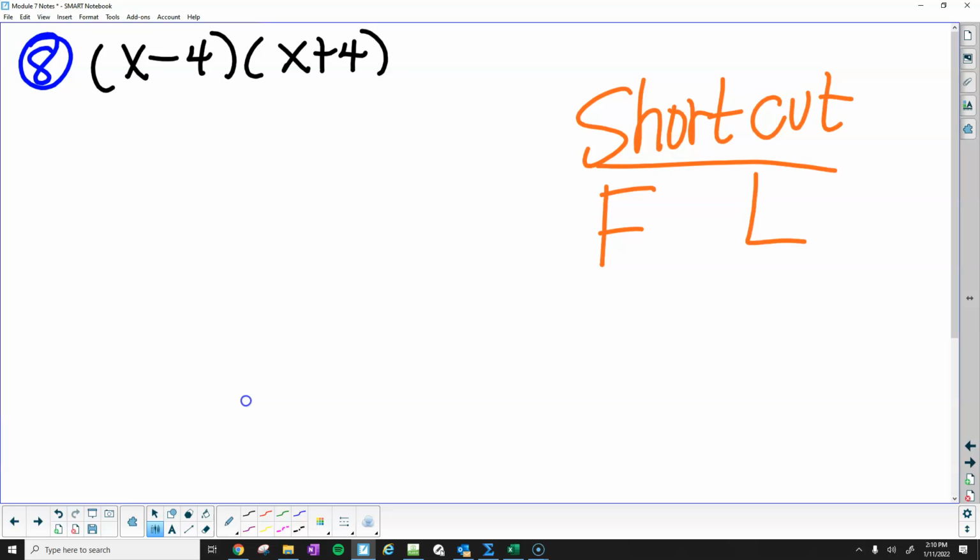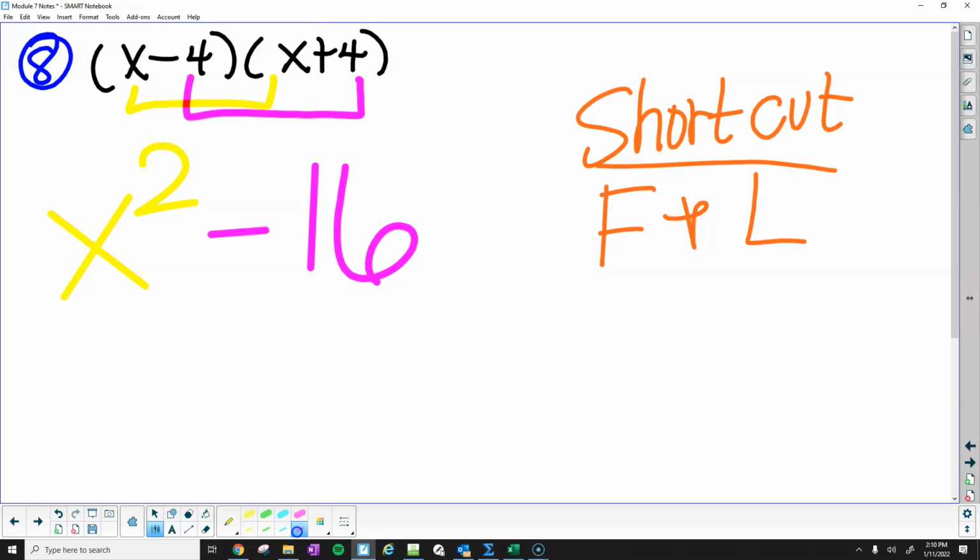Make sure you write this shortcut. Just multiply the first 2 terms and the last 2 terms and get your credit. So we're just going to multiply the 2 first terms, and the 2 first terms are x times x. So let's write x squared. And then what's the 2 last terms? What's positive 4 times a negative 4? Yeah, it has to be a minus. Good. That's it. That's the answer. Box that in.